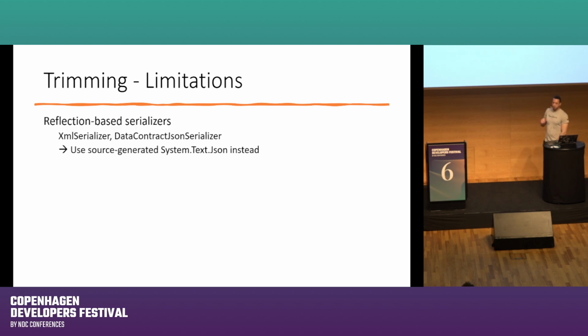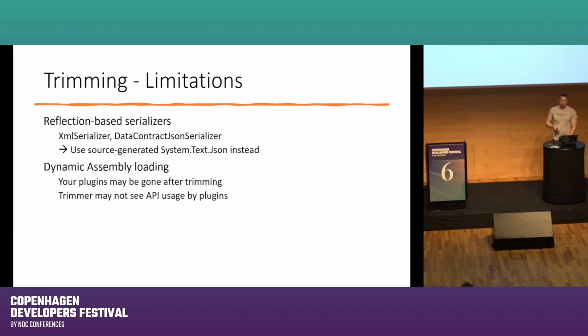And if you're writing your own code, maybe be careful if you're using serializers. They mostly use reflection, for example, to invoke setters of things. If all the constructors and setters of your data objects are gone, you're going to have a hard time. So use the source generation helpers, like for System.Text.Json instead, to make sure your applications are compatible with trimming. And of course, dynamic assembly loading, if you have plugins, it's going to be a hard time.